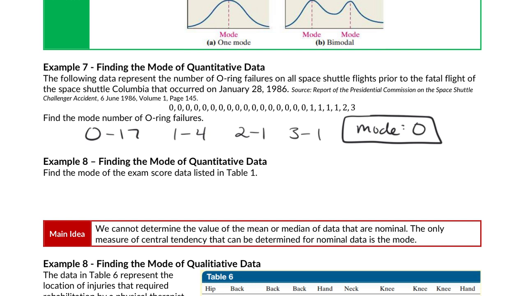Example 8 asks us to find the mode of the exam score data listed in Table 1. I'm not going to flip mine closed, but you guys flip your page over to Table 1. That was the example with the scores from the tests at the very beginning of the chapter. It says find the mode of the exam data. Look at all of those exam scores for the 10 people who took that exam. What score occurred the most?